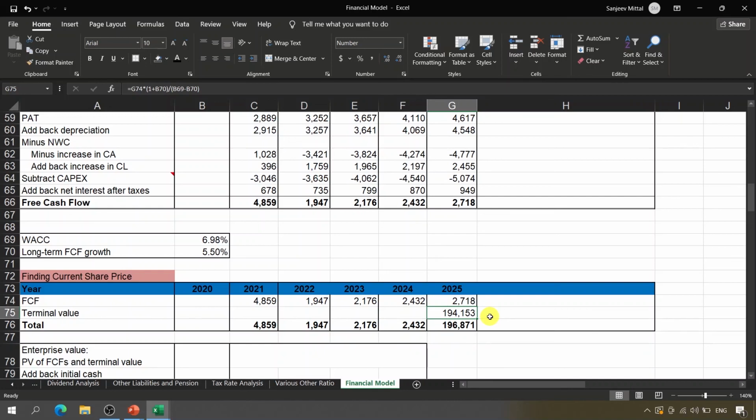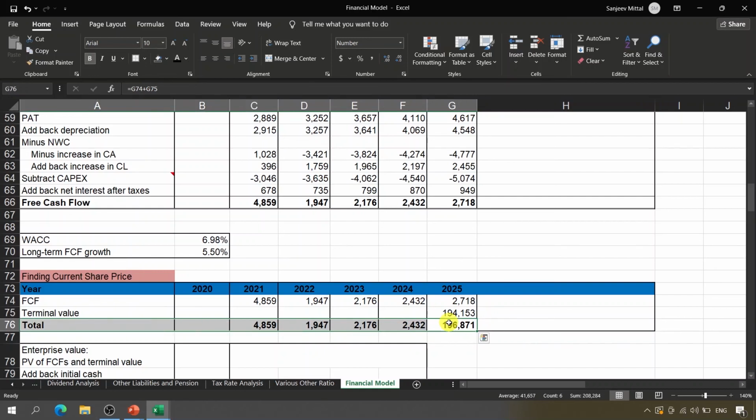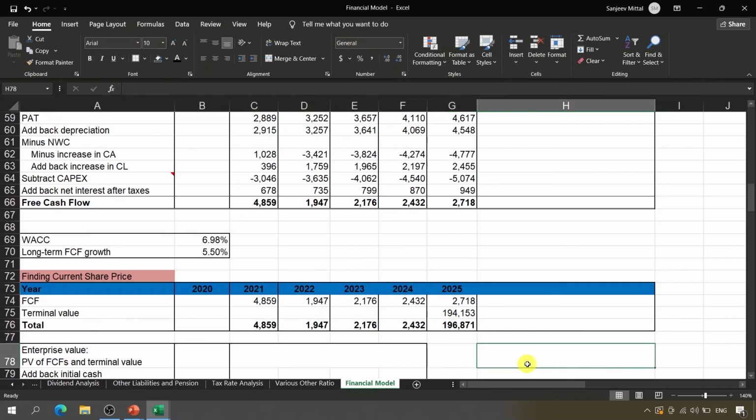So it will have the cash inflows even after the year 2025 for the year 2026, 27, 28 and so on. So the value of all those cash flows which will be arising after the year 2025 is 1,94,153. So these are our terminal values and these are our free cash flows. Now, based upon these cash flows, we shall try to find out the present value and the intrinsic value of our share, which we shall see in the later sections.